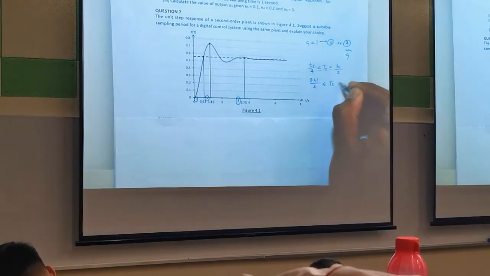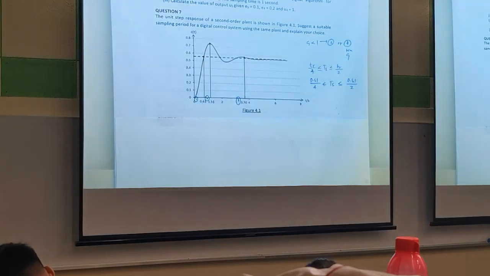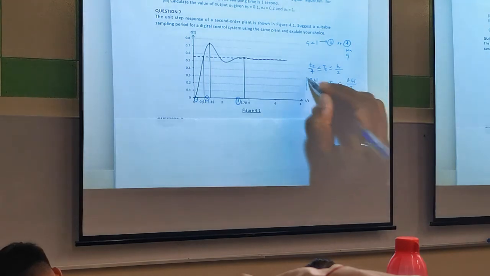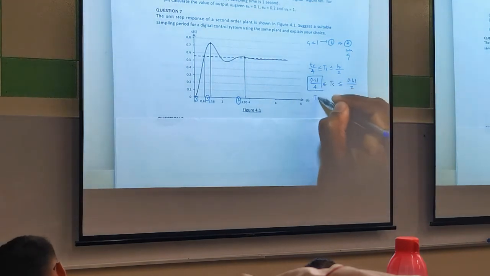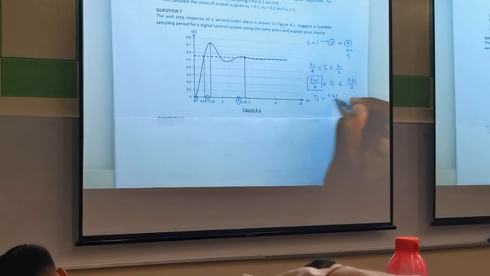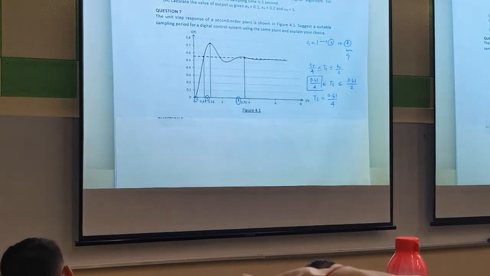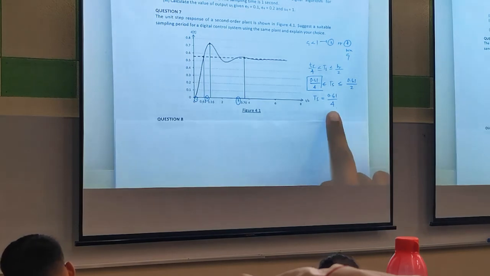So your sampling period should be in between this range. For this question, you can either give a range or just give me a suitable sampling period as this, the best. When you suggest, you usually should suggest the best, unless I ask you for the worst. So the range is also an acceptable answer, or just this is also an acceptable answer.